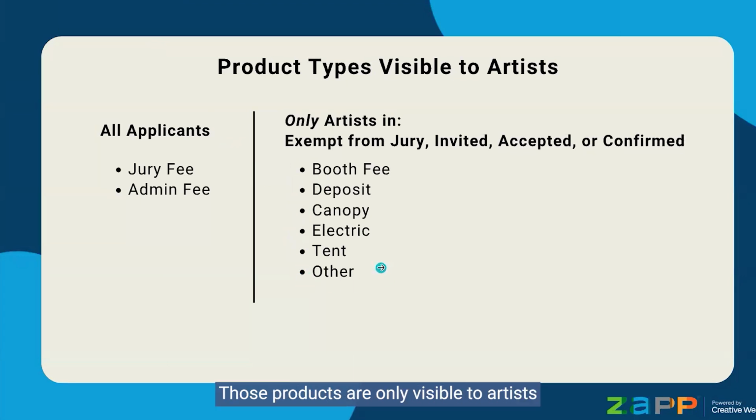The other fees that we have available: booth fee, deposit, canopy, electric, tent, and other. Those products are only visible to artists in the exempt from jury, invited, accepted, or confirmed statuses. So this implies that the artist has applied to the event, they've gone through the jury process, been accepted, maybe they're exempt, but in whatever case, they will be going to the event. And in the invited status, when they accept their invitation, they will then be able to purchase these different product types. So this shows that difference, where jury fee and admin fees are really only for applicants, whereas the rest of the fees are for artists that have been juried into the event.